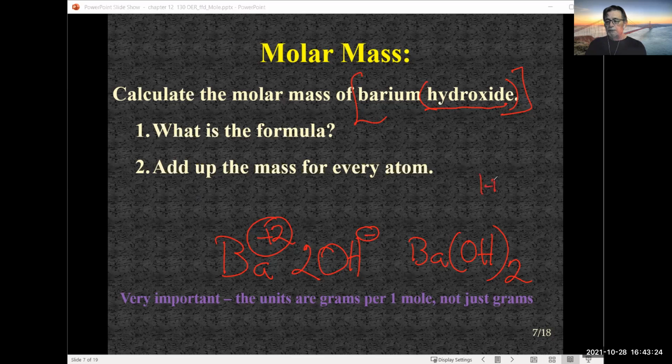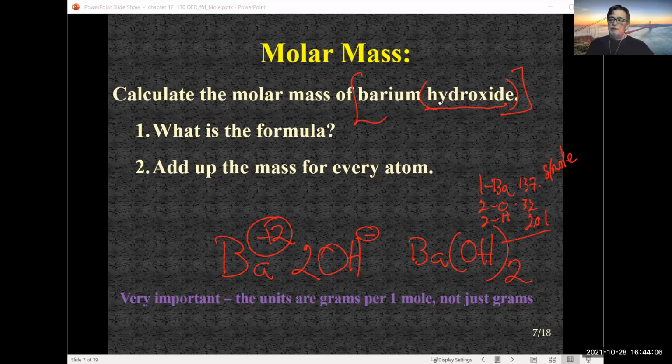So we've got 1 barium, and we go to the periodic table and look up the atomic weight, 137 and change. I'll show you that in a second. We have 2 oxygens, each one 16 even, so this is 32. And remember, these are grams per mole, unit-wise. And then we have 2 hydrogens, each one at 1.01, so we got 2.01. We tally all that up.